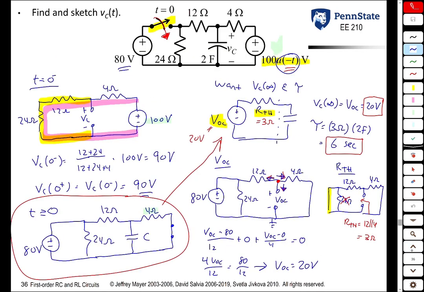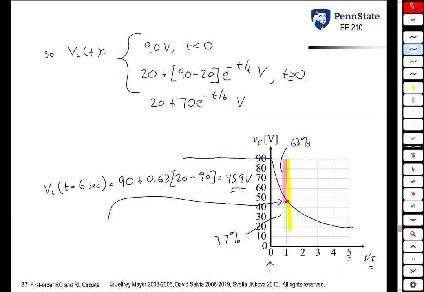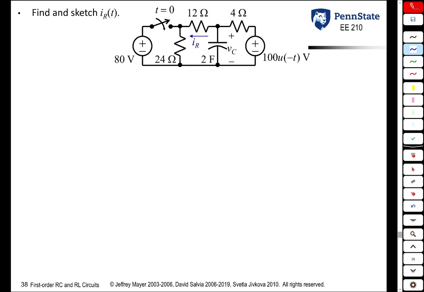Last class we had this problem where we had a change in the circuit at time 0. We had the 80 volt source switching into the circuit at time 0, and at the same time the 100 volt source turning off. We solved for Vc of t and got the expression 20 plus 70 e to the minus t over 6 volts. This circuit is the exact same circuit. The only difference is we are not looking for Vc of t in this case. We are looking for IR of t.